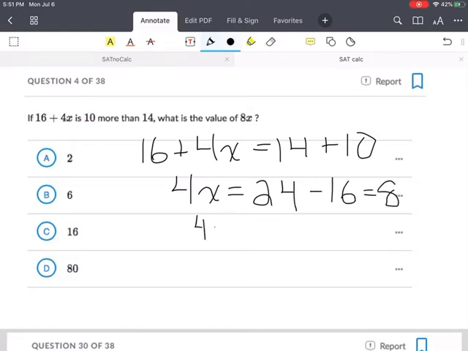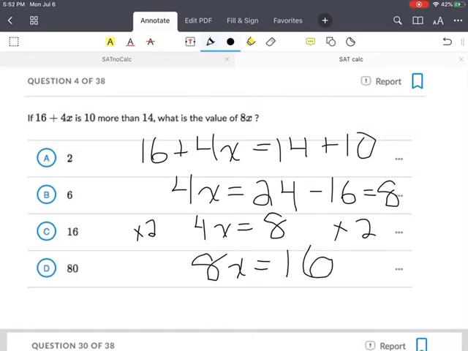So 4x equals 8. And I don't want to simplify this any further because they're asking for the value of 8x. So I actually want to multiply the equation by 2, right? Multiply the left side by 2, multiply the right side by 2. So 4x times 2 is 8x, and 8 times 2 is going to give us 16. So the value of 8x, right? They're not asking for the value of x, they're asking for the value of 8x. That is going to be 16. So if we go to the answer choices, C is our answer.